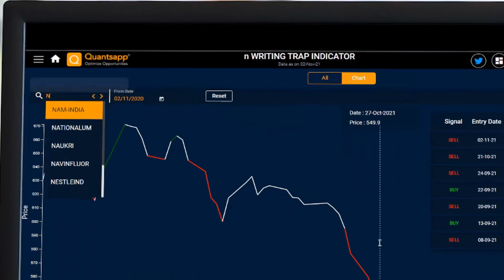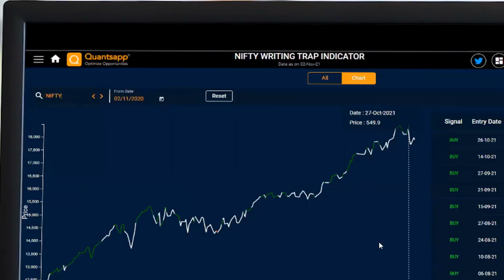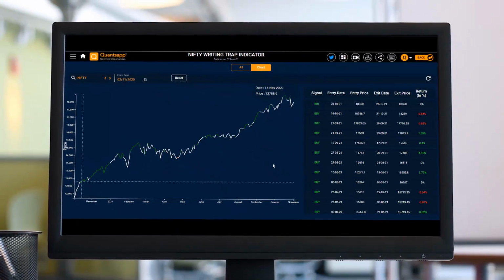So if I want to go ahead and search for Nifty, it will generate a signal for Nifty and Bank Nifty both if there is a trap which has been created. If we see in Nifty, since this data point, which is from 4th of November, no sell signal has been generated. We will get to see the historical returns over here.